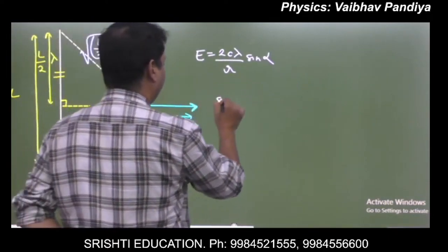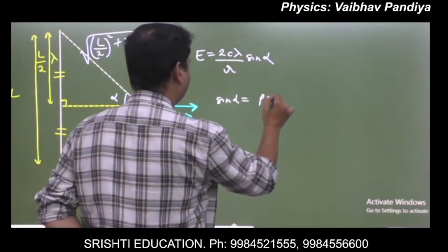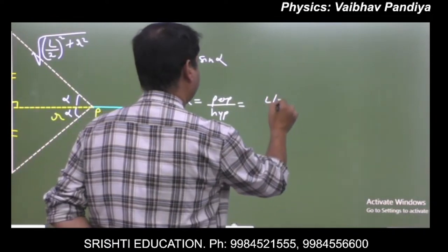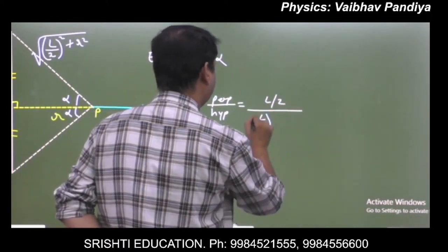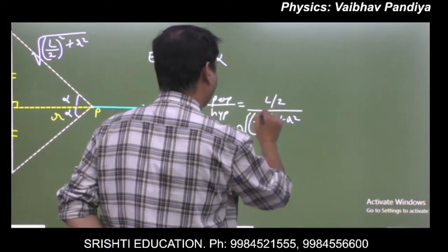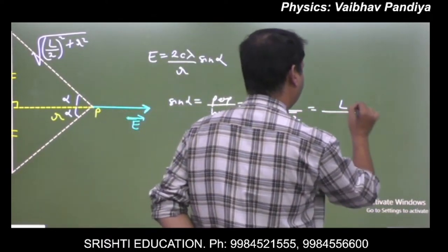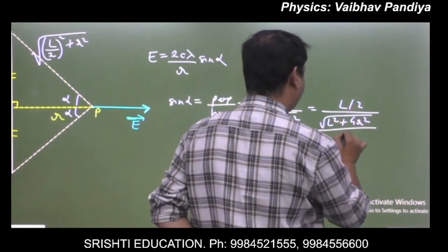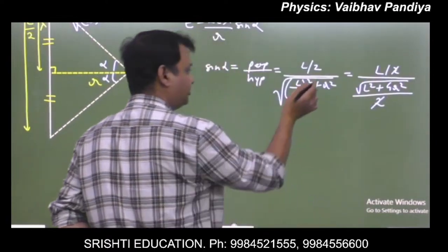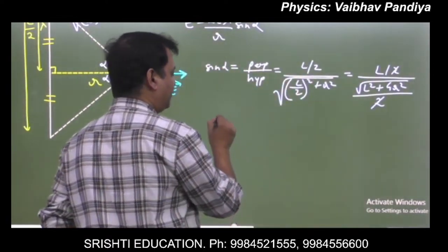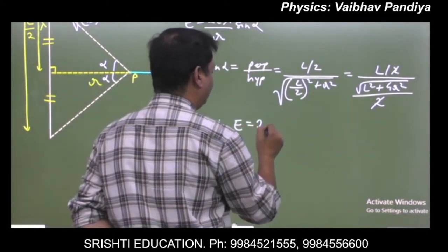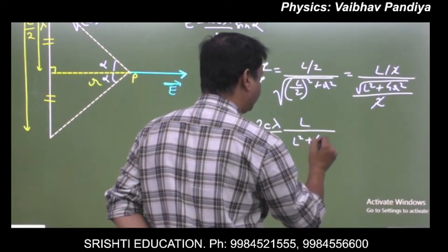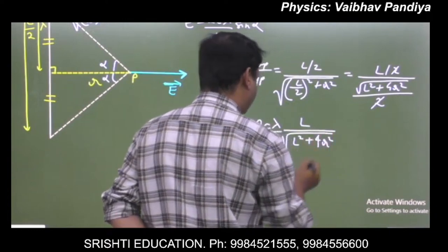So your sin alpha will be perpendicular by hypotenuse. So you'll get L by 2 divided by the square root of (L by 2) square plus R square. So you'll get L by 2, you'll get square root of (L square plus 4R square) by 4, and the root of 4 will be 2. This 2 will get cancelled away. So sin alpha will be L by the square root of (L square plus 4R square). So your electric field will come to be 2cλ by R, L divided by the square root of (L square plus 4 times R square).